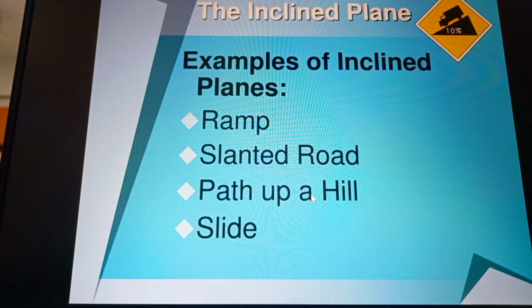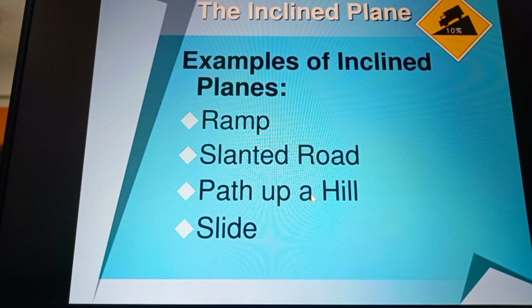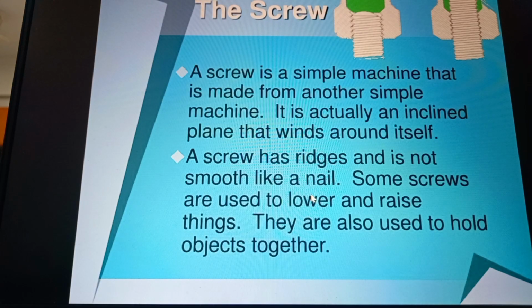So, what are examples of inclined planes? Ramp, slanted road, path up a hill, then slides. Those are the examples of inclined plane.